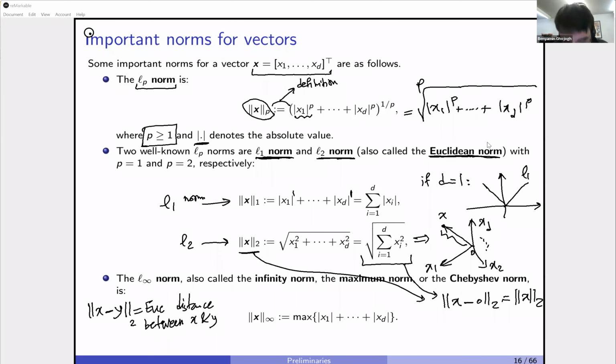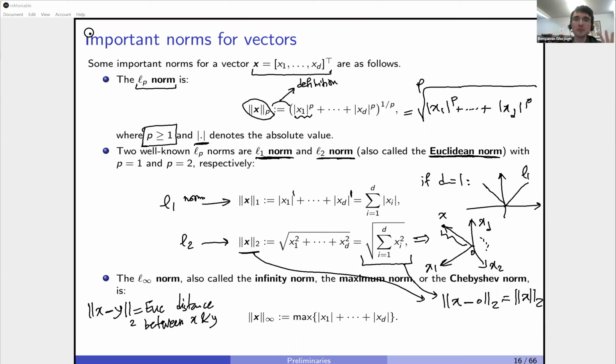Everything is clear so far? Did you completely understand the L1 norm and L2 norm? Can someone give me feedback? Yes? Yes. Yeah. Okay, great.